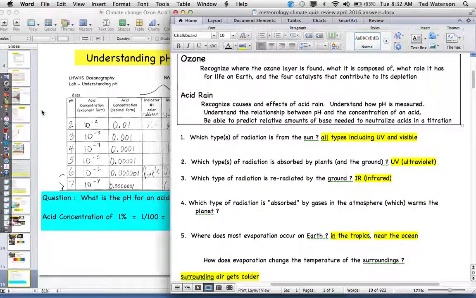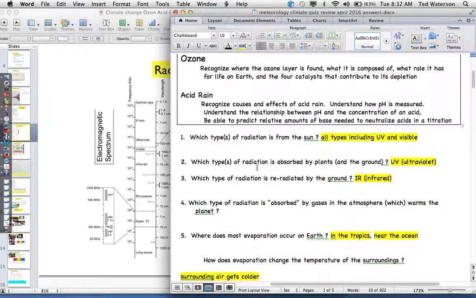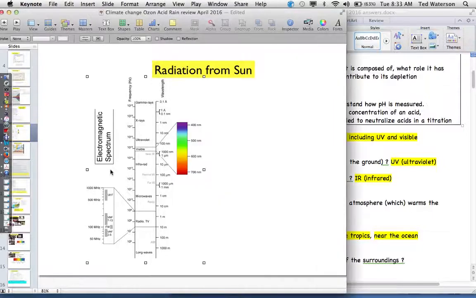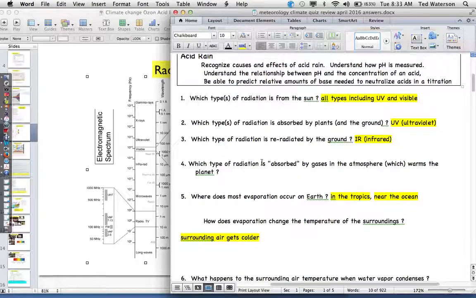Types of radiation. All. That's fine. If you just started listing any of these types off of there, I like it. What is absorbed by the plants in the ground? UV, even our skin. I mean, the stuff on the ground absorbs that ultraviolet. And then it's re-emitted as infrared. So we absorb the ultraviolet and we re-emit the infrared here on the surface. Which type of radiation is absorbed by gases in the atmosphere, which warms the planet? That's also infrared.